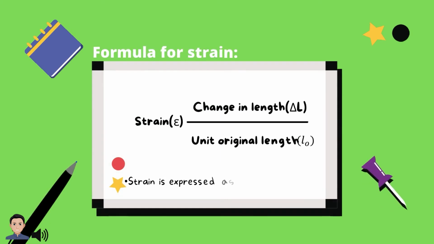Next, we have here the formula of strain. Strain is represented by the symbol epsilon. In order for us to get the strain, the change in length, delta L, should be divided by the original length. And we should always remember that strain is expressed as a percentage.